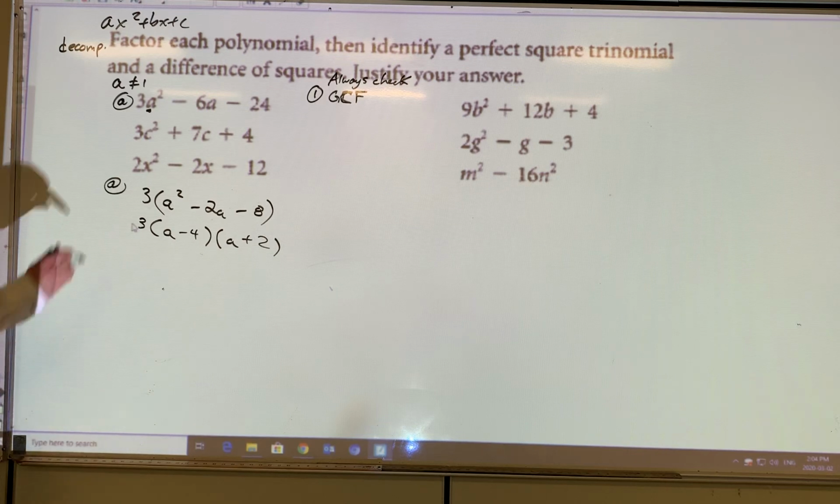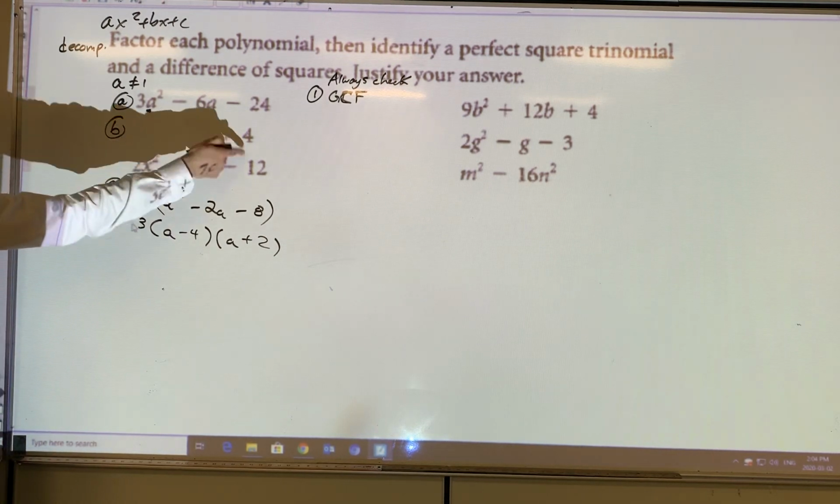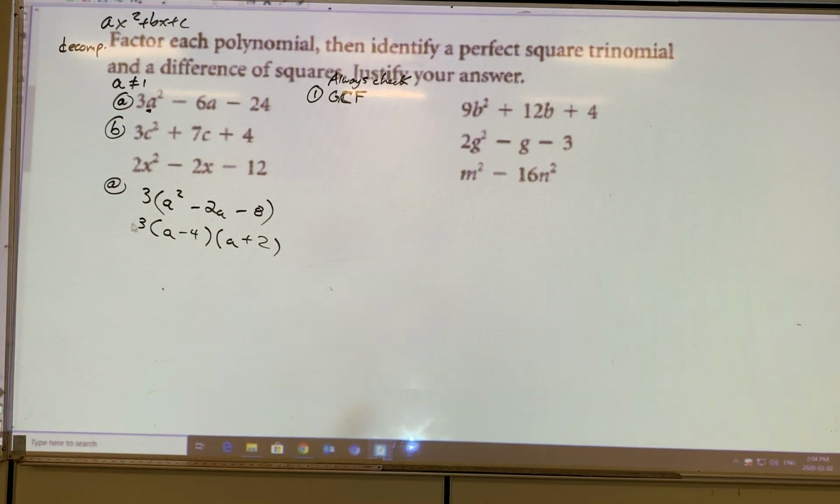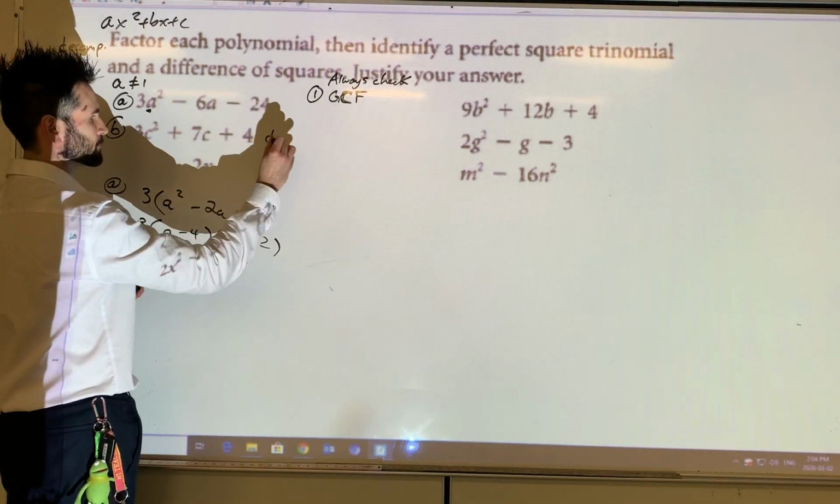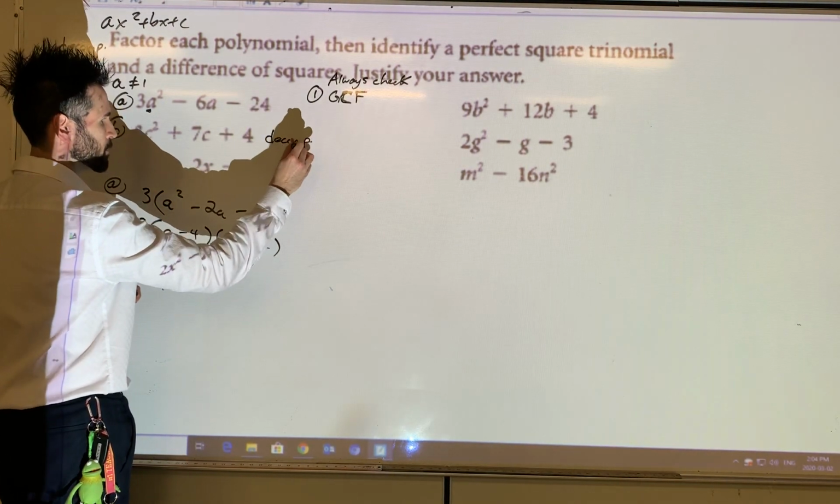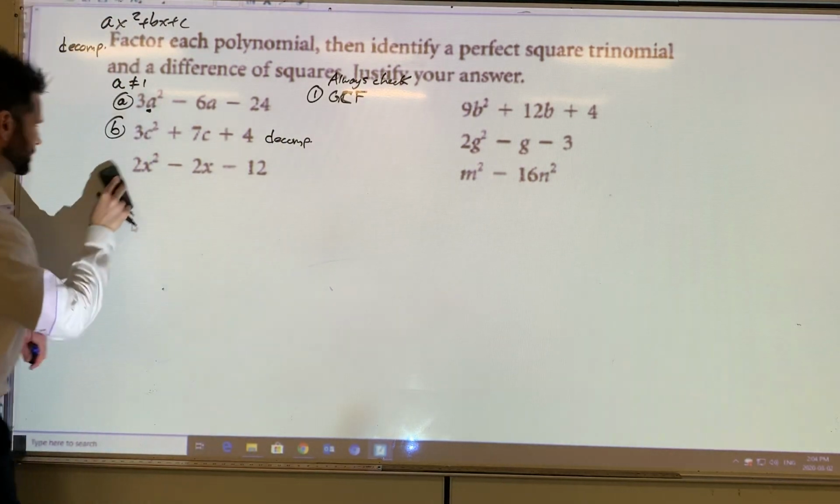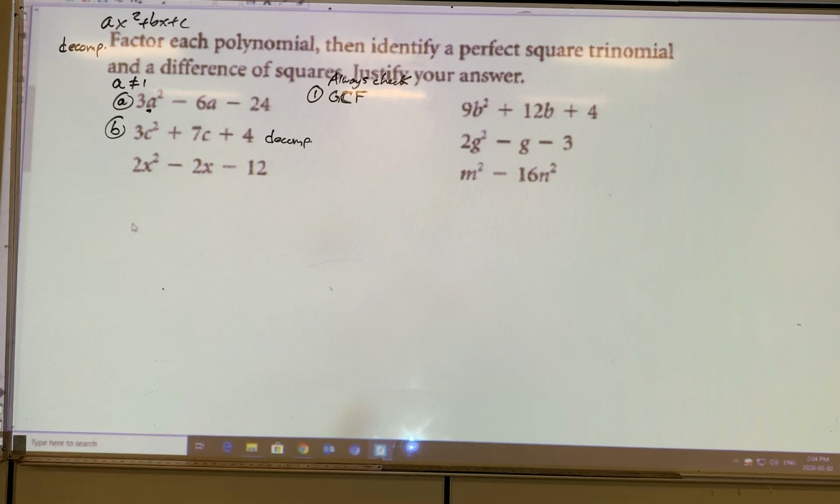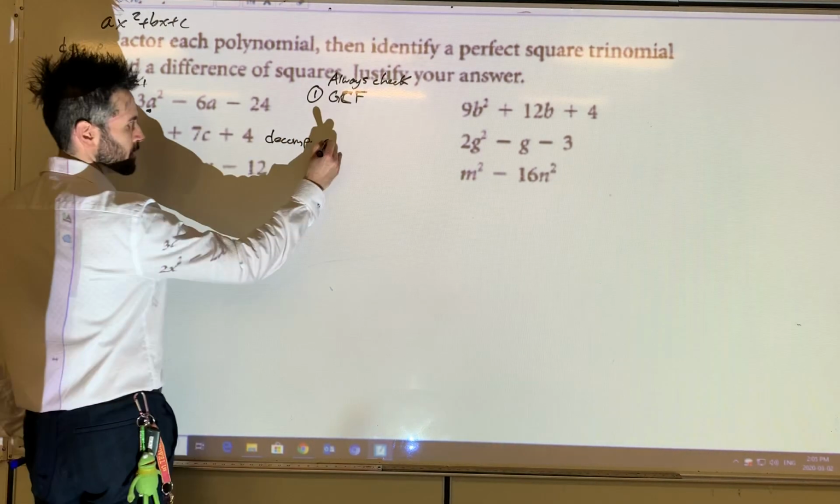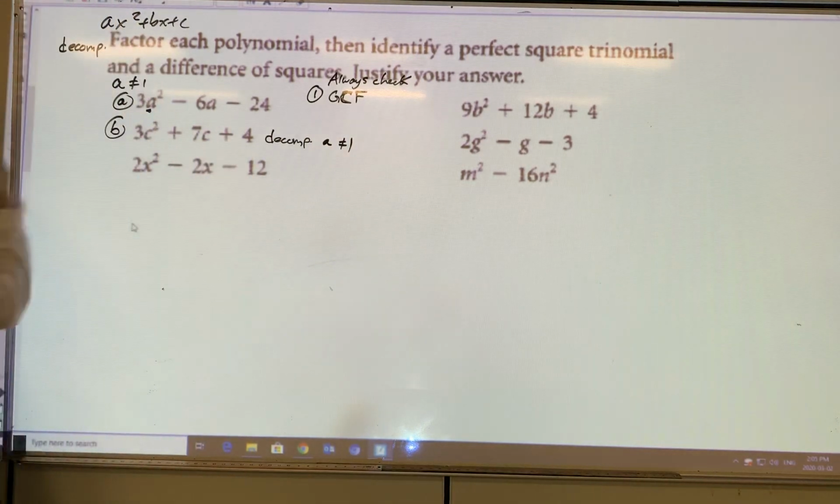Let's look at B. Now this one, 3, 7, 4. Yeah. Greatest common factor is 1. So this would be an example of decomposition. So if you don't remember decomposition, let me remind you right now and we'll do B together. You need to get really good at decomp, okay? So decomposition was like this. You're like, oh, first of all, my a term does not equal 1.